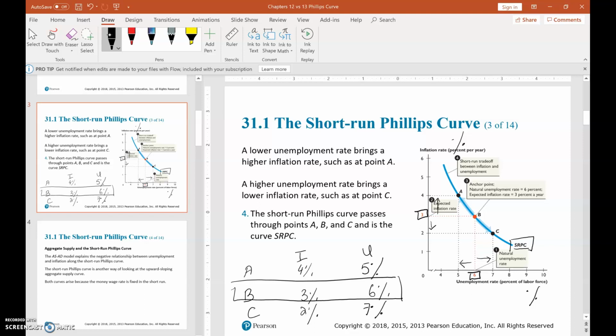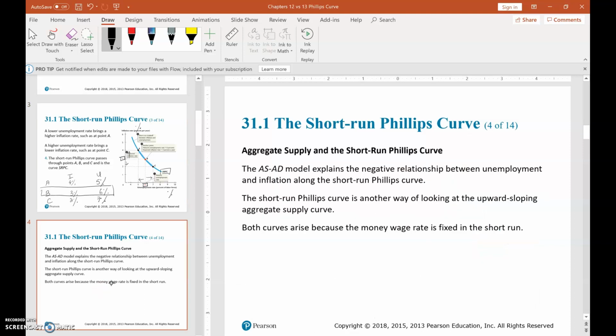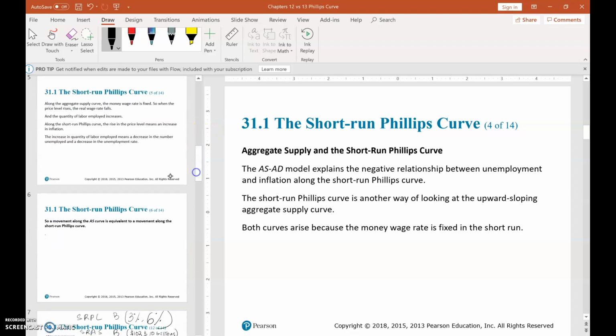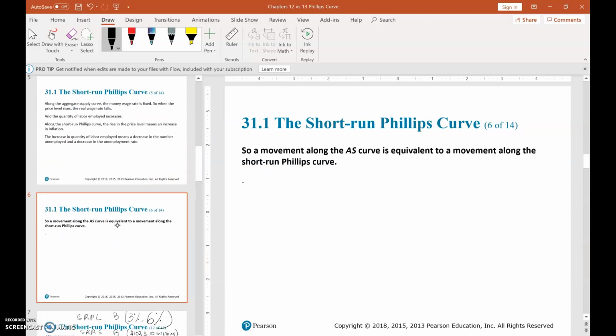If I look at the 1960s US economy, I can explain the inflation rate and unemployment rate data using this short-run Phillips curve concept. Now, I want to relate the aggregate supply curve and the short-run Phillips curve and look at how a movement along the aggregate supply curve is equivalent to a movement along the short-run Phillips curve.